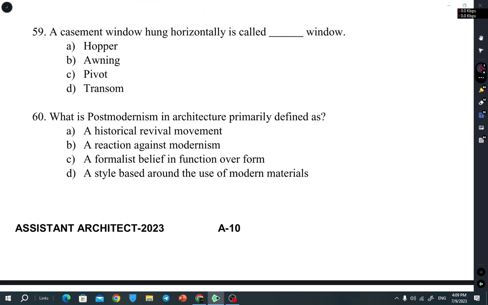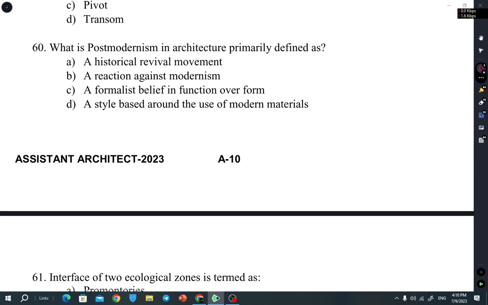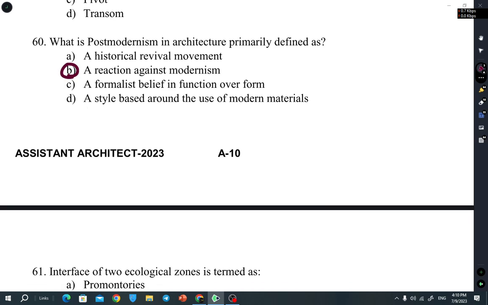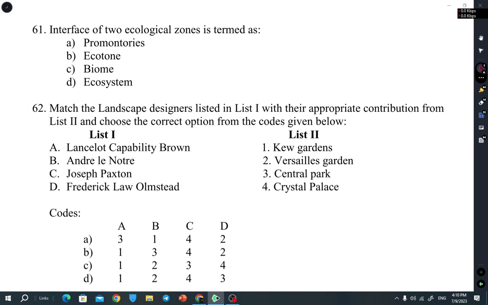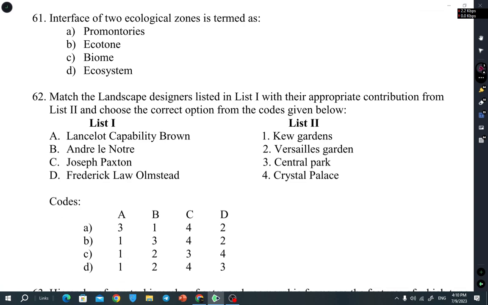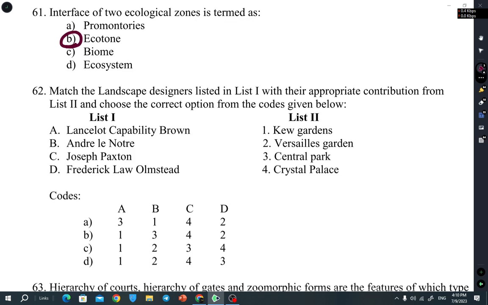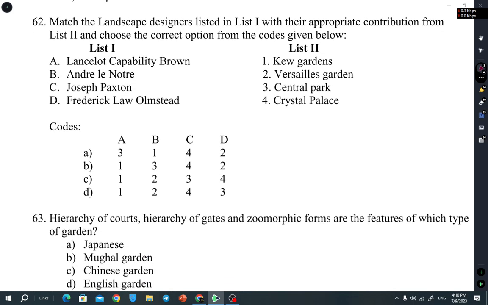A casement window hung horizontally is called as option B. Awning window. What is postmodernism in architecture primarily defined as? Option B. A reaction against modernism. Interface of two ecological zones is termed as. Option B. Ecotone.